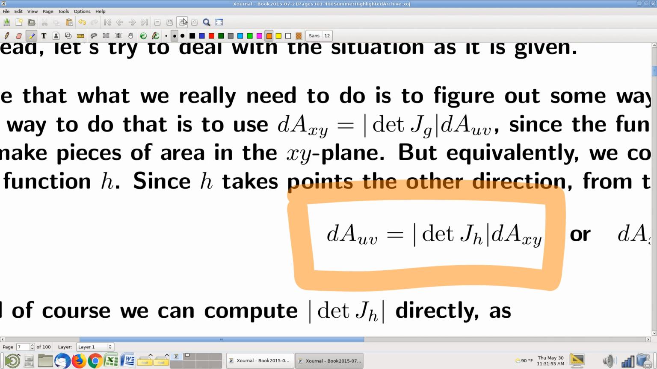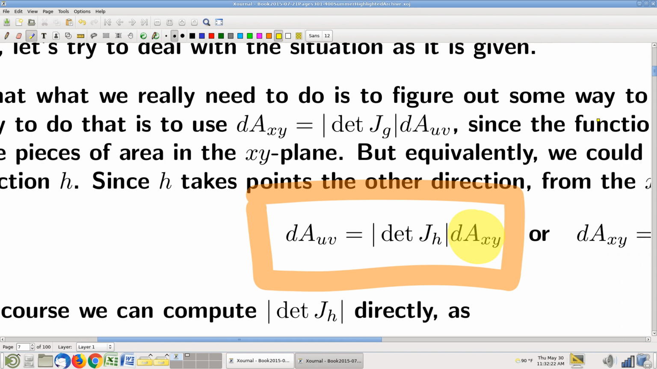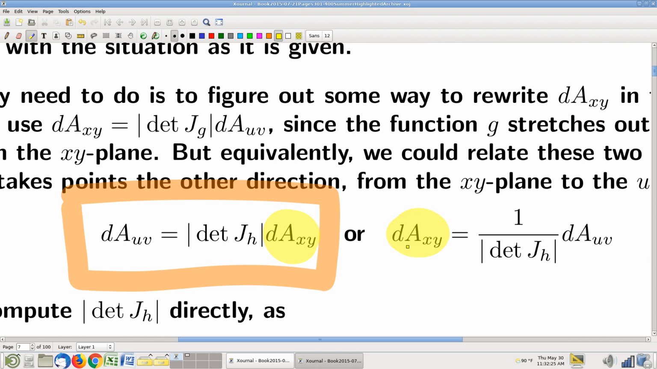Output area, the output from h, is in the uv plane. Output area is the stretched out input area, which is in the xy plane. But this is not what we wanted. Right? I need to know area in the xy plane. I need to rewrite this thing in terms of uv area. So, okay, go ahead. You just solve for the thing that you need. And there it is. You get this slightly different formula.